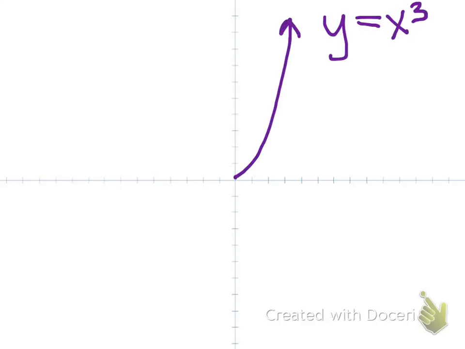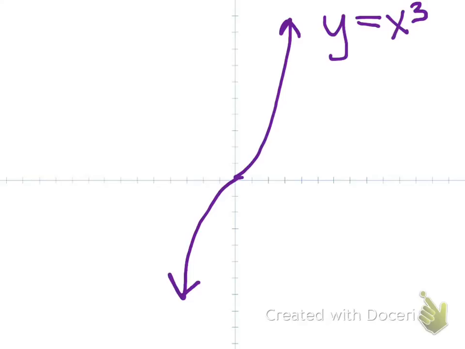The next type of symmetry we have is symmetry about the origin. If a function has symmetry about the origin, then that means that it is an odd function. So the cubic function y equals x cubed is an odd function. So here's my sketch. This function is considered to have symmetry about the origin.